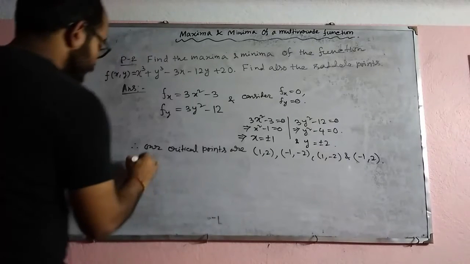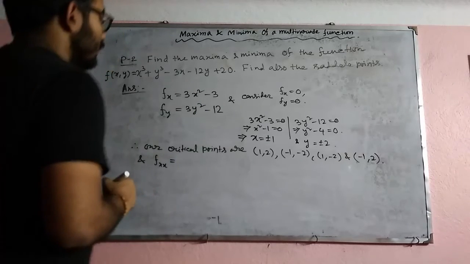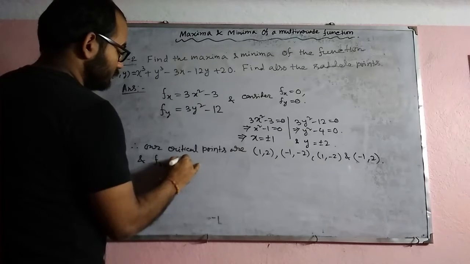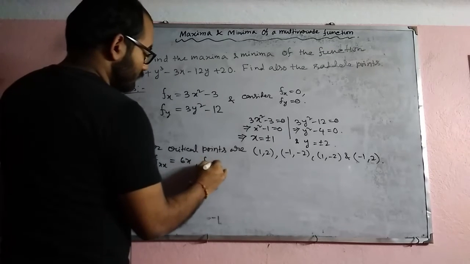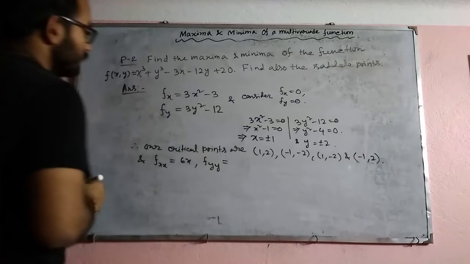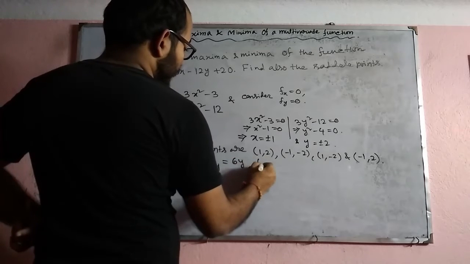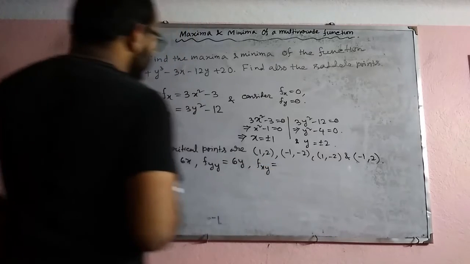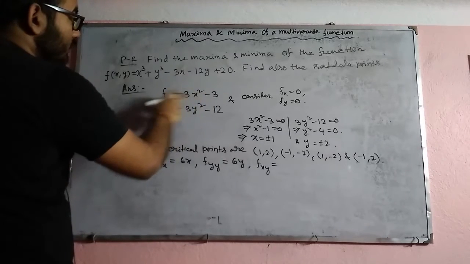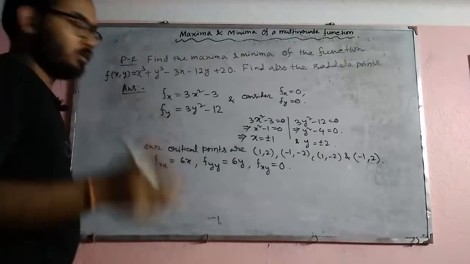And f of xx is 6x and f of yy is equal to 6y and f of xy is equal to 0. Here there is no mixed term, so f of xy is equal to 0 for all x, y. Okay.